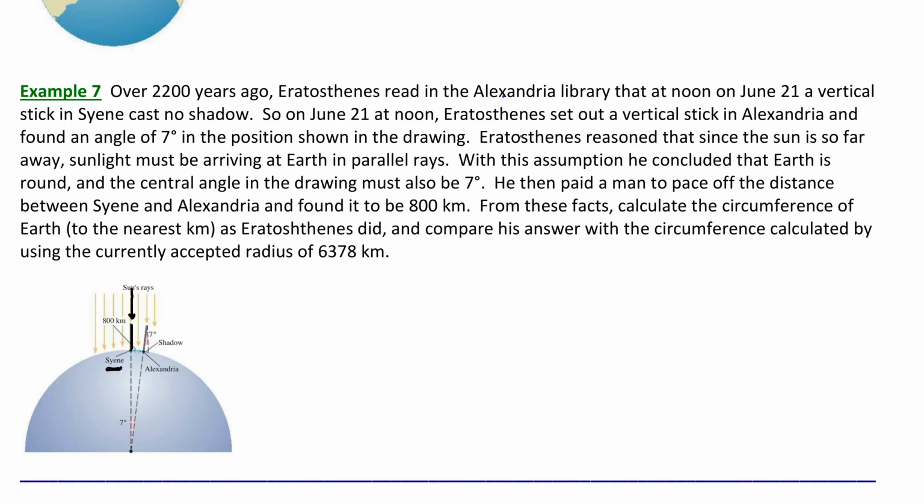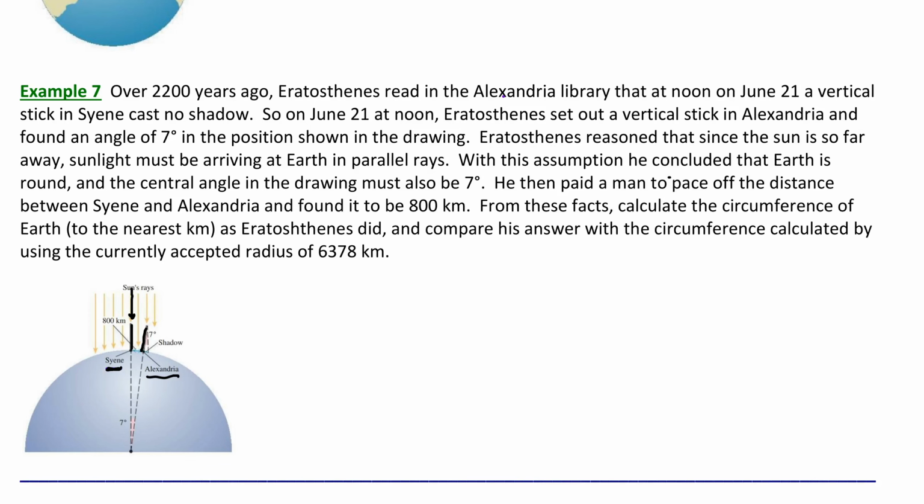So at June 21st at noon, Eratosthenes set out a vertical stick in Alexandria and found an angle of 7 degrees in the position shown in the drawing. So at the right time, he sets a vertical stick in Alexandria and measures that 7-degree angle. Eratosthenes reasoned that since the sun is so far away, sunlight must be arriving at Earth in parallel rays. With this assumption, he concluded that the Earth is round and the central angle in the drawing must also be 7 degrees.